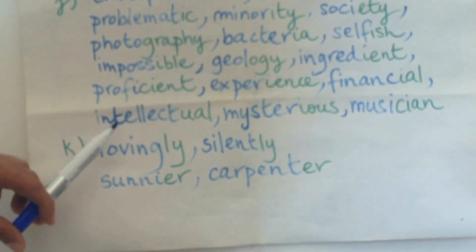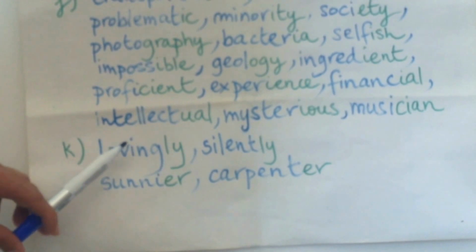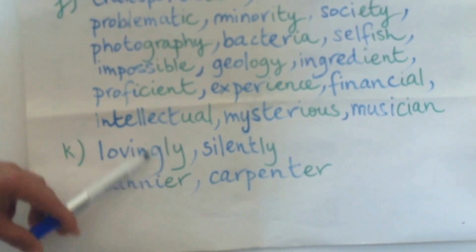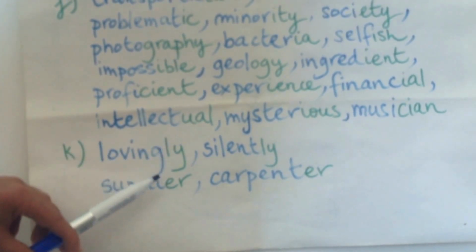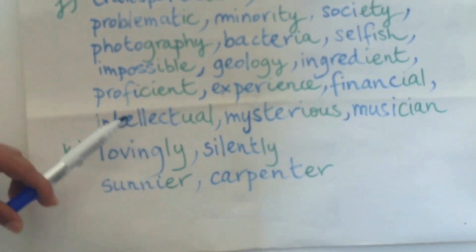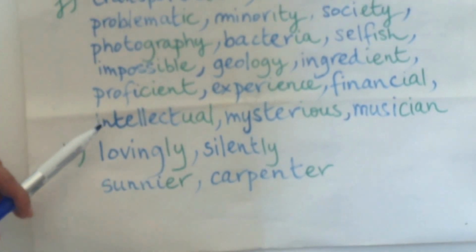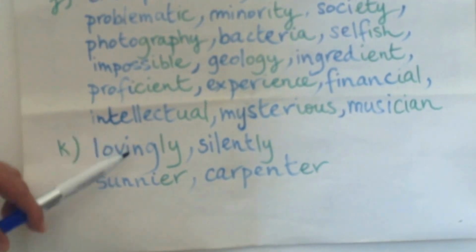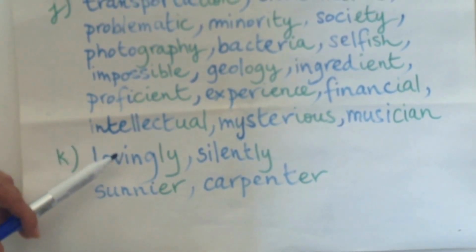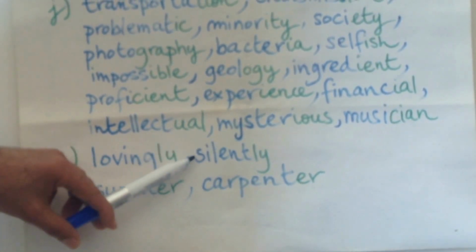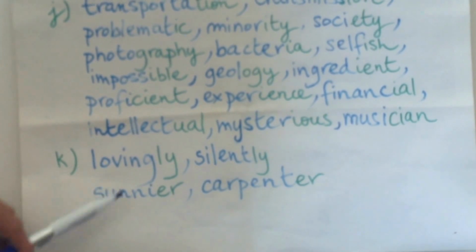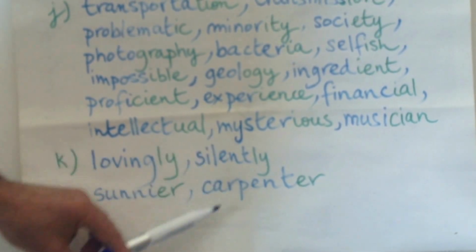For three-syllable words ending with the suffixes ly or er, the stress is placed on the first syllable: lovingly, silently, sunnier, carpenter.